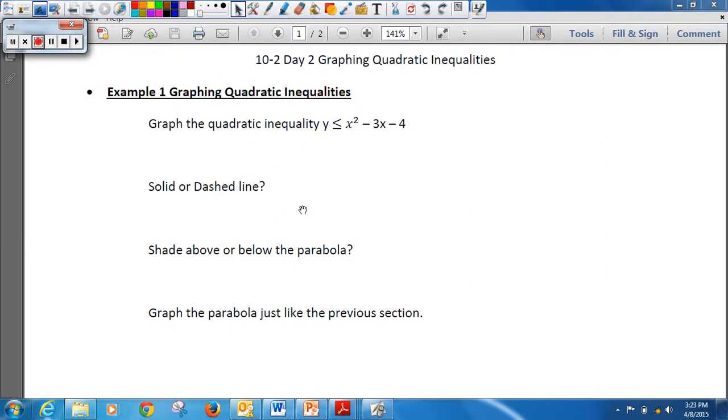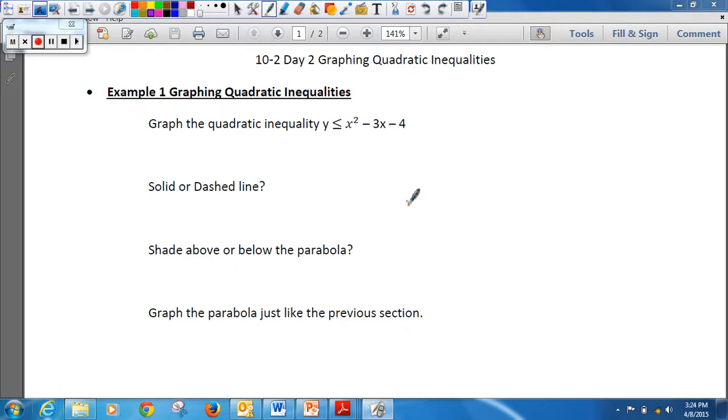Today for 10-2 day 2, we are graphing quadratic inequalities. So just like when we did inequalities before, it's going to require you to shade one part or the other. So we are going to graph it exactly like we did quadratic equations, but at the end then you're going to have to figure out which part you are going to shade. So it's very similar to what we did before.